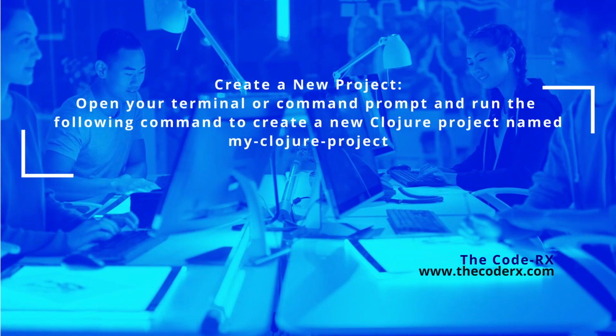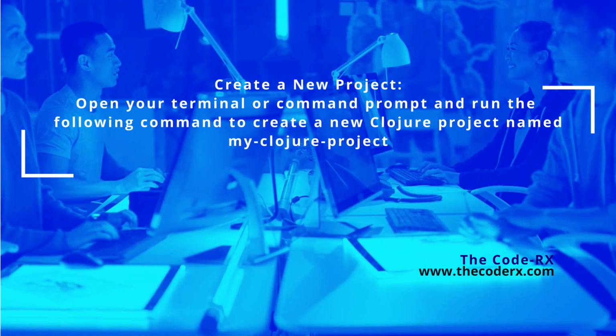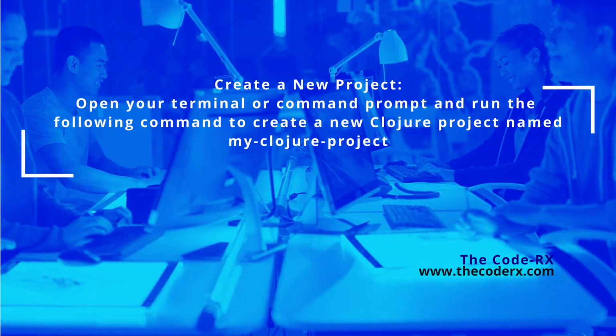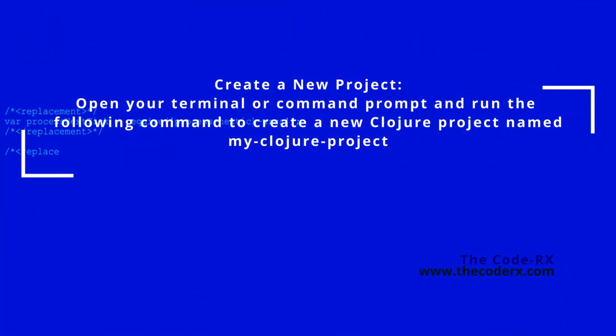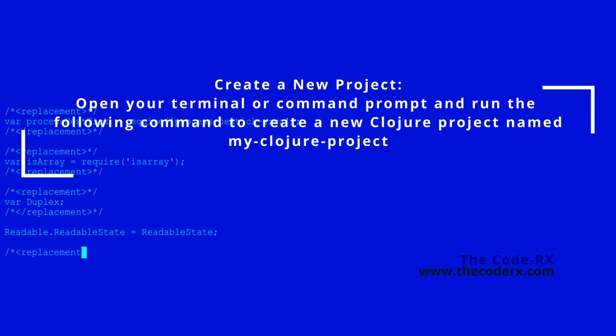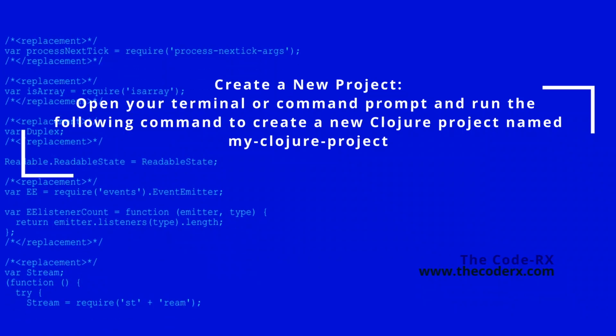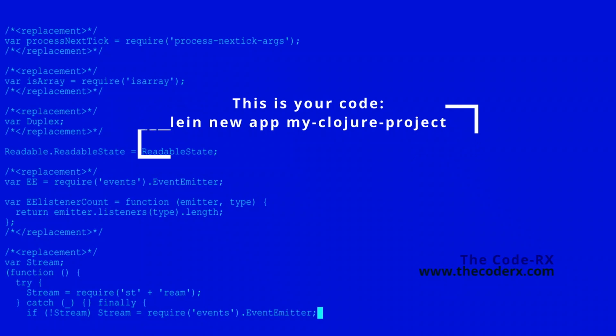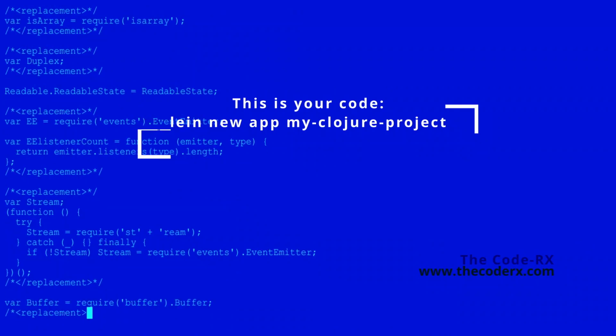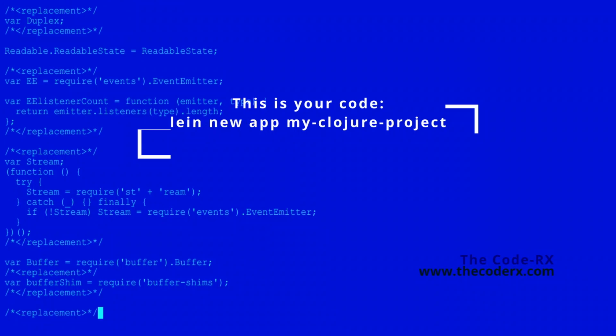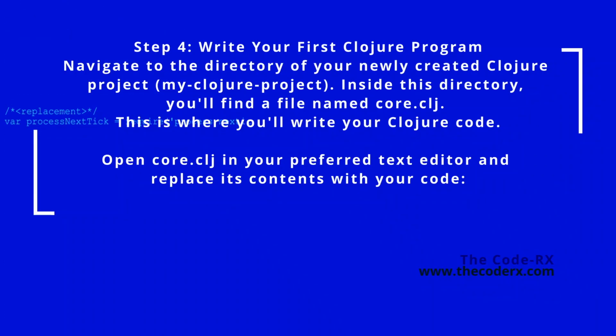All right, so now that Leiningen has been installed and Java has been installed, we're ready to create a new Clojure project. To create our first project, we want to open our terminals or command prompts, and then run the following command to create a new Clojure project named my-clojure-project. And this is your code. If you need more time, I suggest you pause the video here until you have your code properly written, and then you can restart.